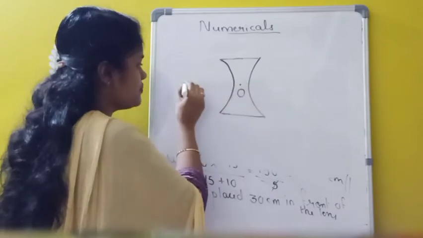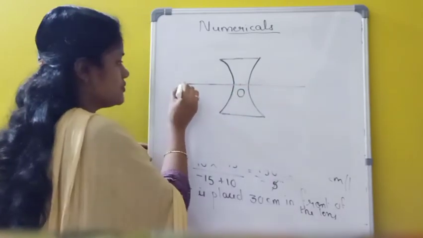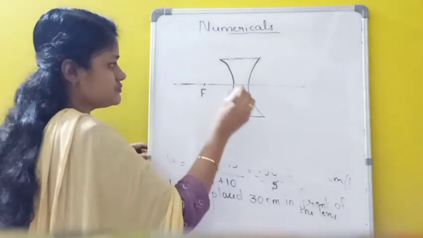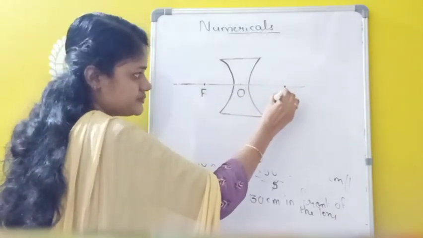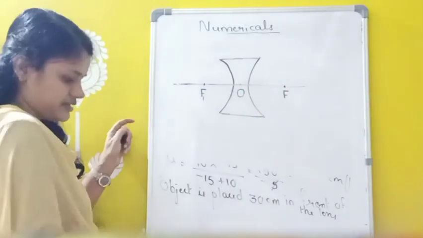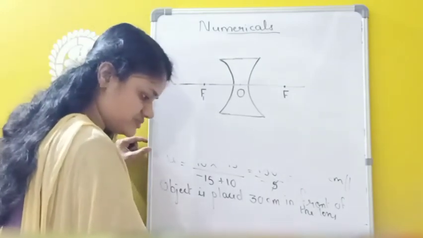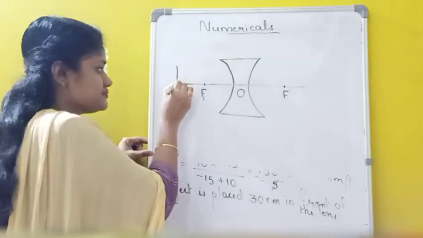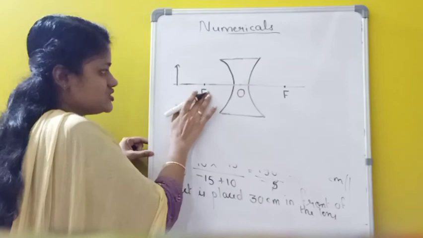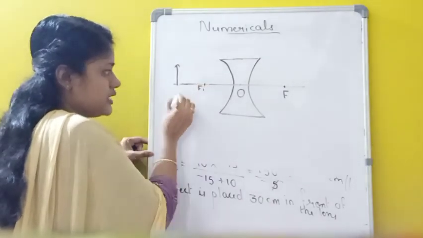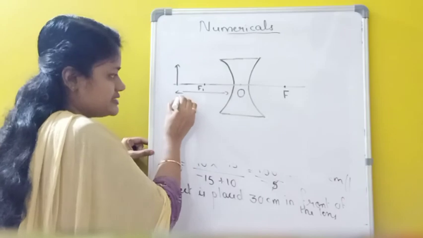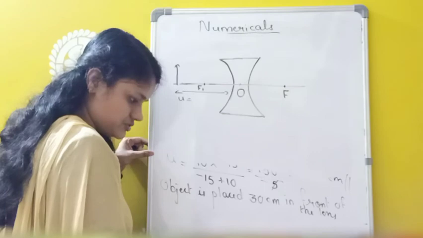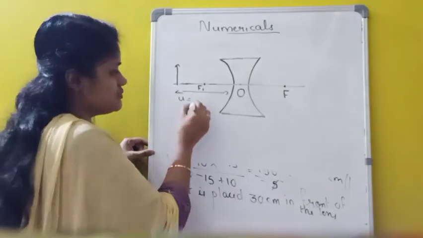Optic center. Okay, somewhere here is a focus. This is focus, here also we have the focus. So this is focus 1. And here object distance we are getting as how much? Object distance is 30 centimeter. So somewhere here I am taking the object. Suppose here is the object. And this much we are taking as F1. And this much distance is U, given as minus 30 centimeter.